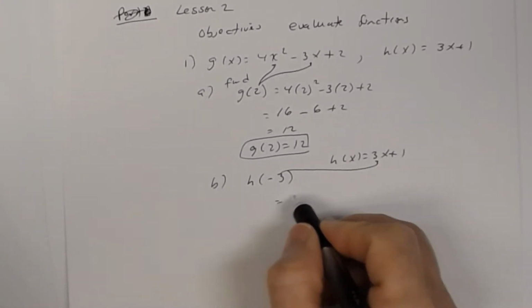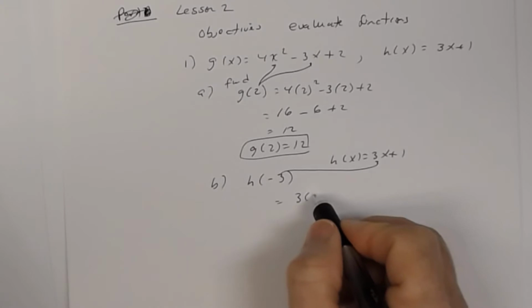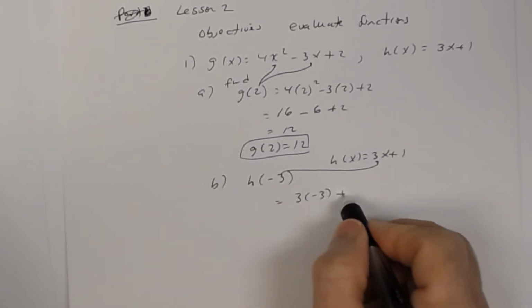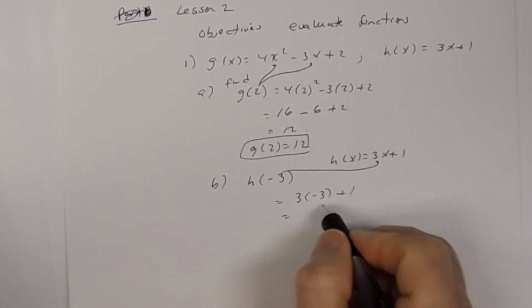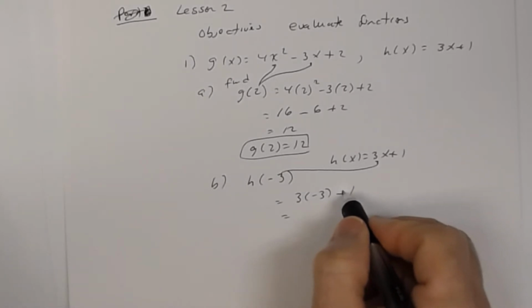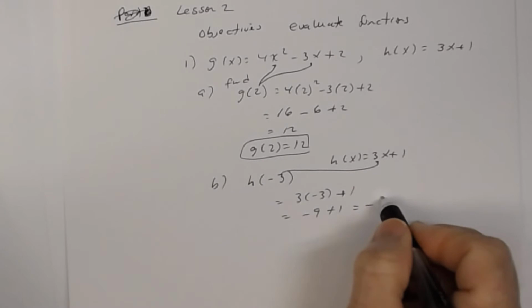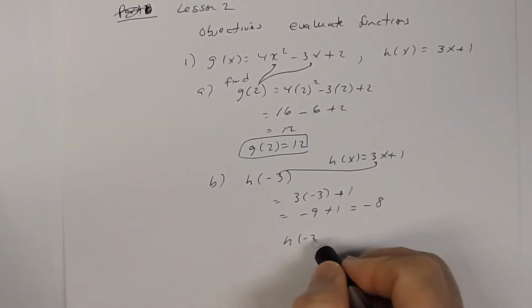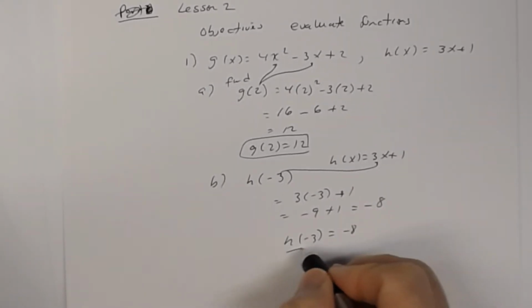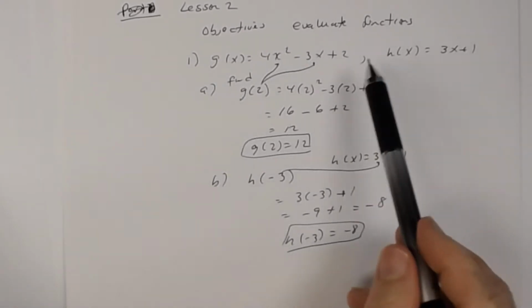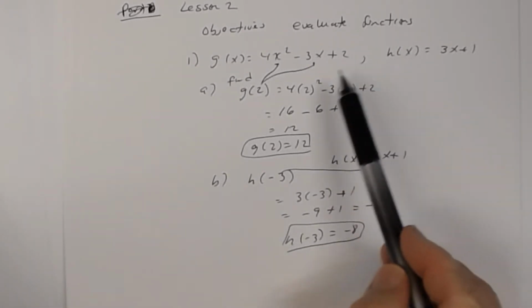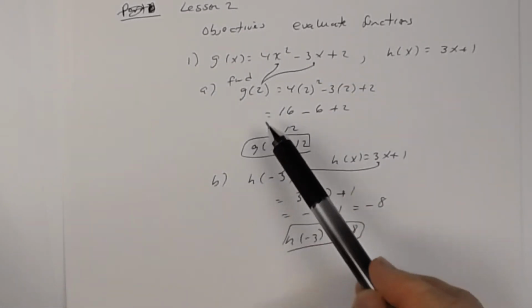So this becomes 3 times my substitution, negative 3, plus 1. Now using the order of operations, I'm going to multiply before I add. 3 times negative 3 is a negative 9. Negative 9 plus 1 is a negative 8. So therefore, h of negative 3 equals negative 8. Again, the important thing to remember is that if you have more than one function, you are using the right one. It's important.